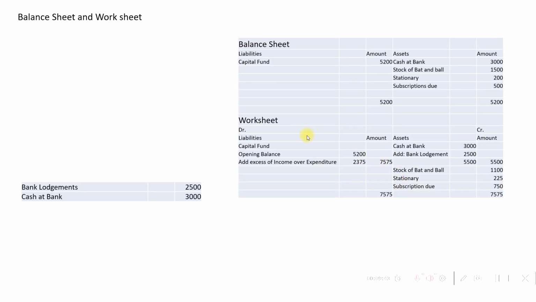If you also want a worksheet aspect to this, the capital fund is 5,200. Excess of income over expenditure is 2,375, which is on the debit side of the worksheet. Assets: cash at bank is 3,000 and bank lodgement is 2,500. Stock of bat and ball, stationery, everything adds up to 7,075, which is tallied. So this is the worksheet, which is again a work in progress. In the condensed balance sheet, we list down liabilities and assets, and they have to tally. Thank you.